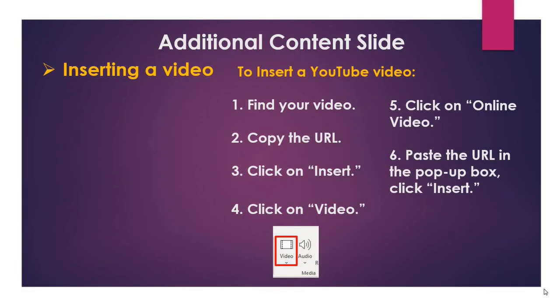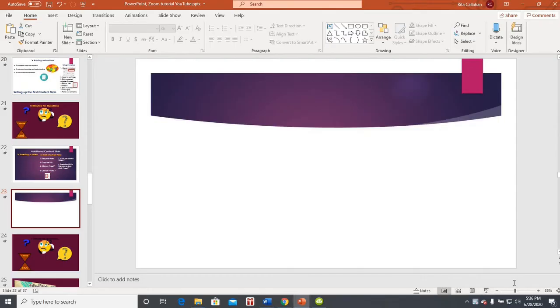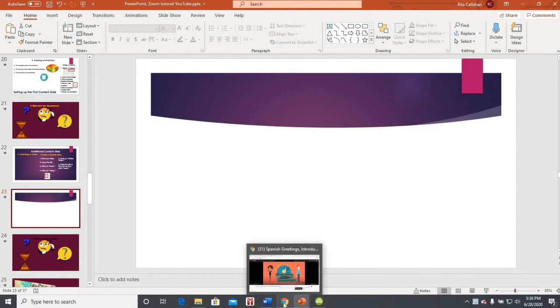Finally, we are at our last step of creating an effective PowerPoint presentation. We're going to insert a YouTube video by following these 6 steps. So let's go to our next slide. Now we're going to begin by finding a video. So let's go to YouTube.